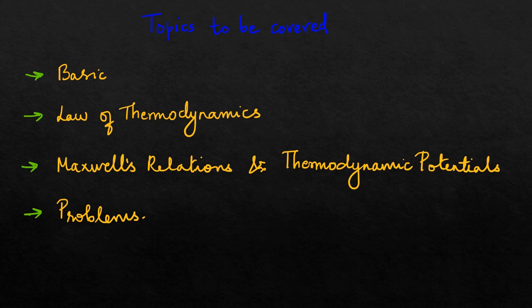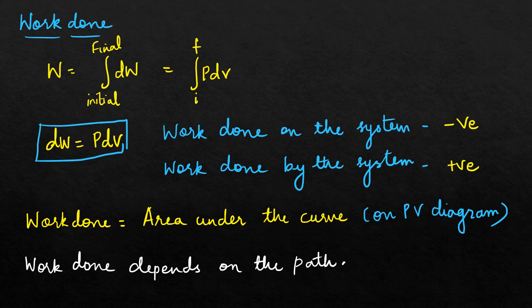Okay, so let us start with the first topic, which is work done. Work done in a thermodynamic system from the initial state to the final state is given as dW = pdV. You have to remember that the work done on the system is considered negative, and work done by the system is considered positive. Also, work done is equal to the area under the curve in a PV diagram.